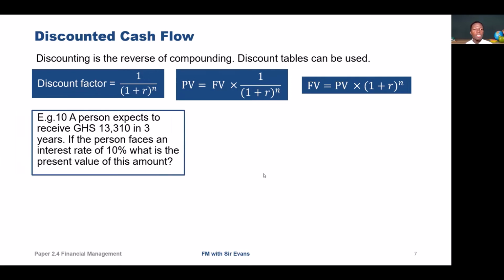For example, a person expects to receive 13,310 in 3 years. If the person faces an interest rate of 10%, what is the present value of this amount? So we use the PV formula where 13,310 is the future value, multiplied by 1 over (1 + r), where r is 10% and n is 3 years. So we get a PV of 10,000.